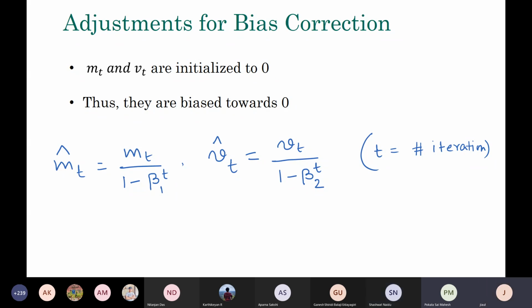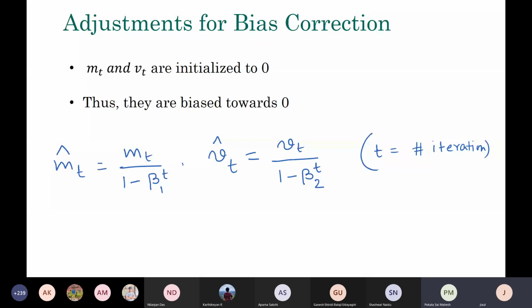Okay, so intuitively, what is happening is that as you move forward in this iteration, your M cap T is actually close to the original value M T. Okay, you are returning these values. But initially when you are starting off, for example, think about the very first iteration or second iteration and so on and so forth.